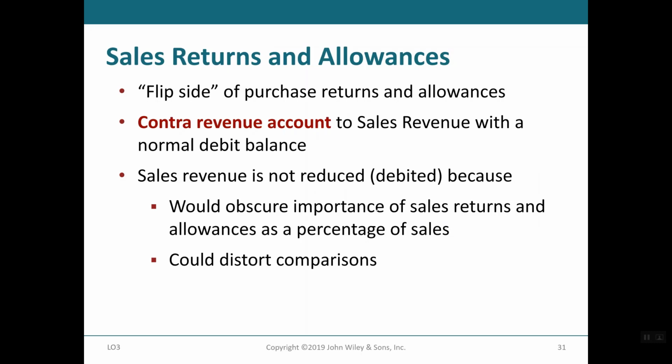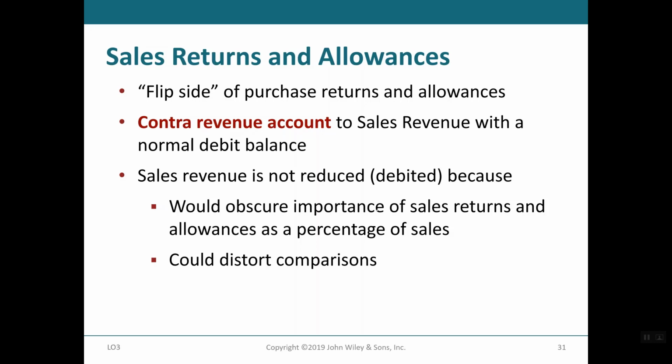All right, so now the flip side of purchase returns and allowances. There are times when people return goods, just like we said. To the person who is the buyer, these are called purchase returns and purchase allowances. Now we have sales returns and sales allowances when we're looking at it from the point of view of the seller. A contra revenue account is a revenue account with a debit balance.